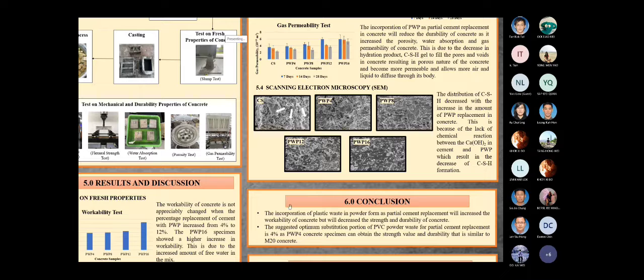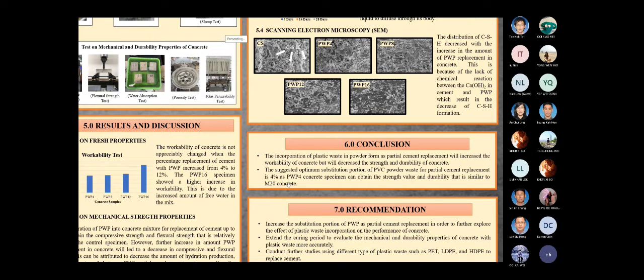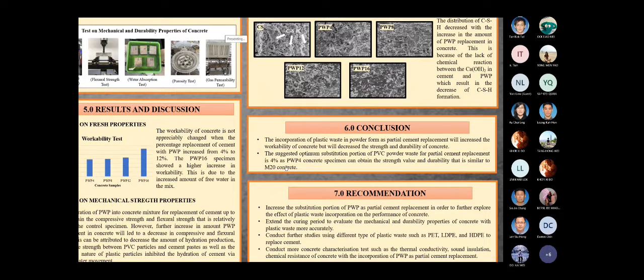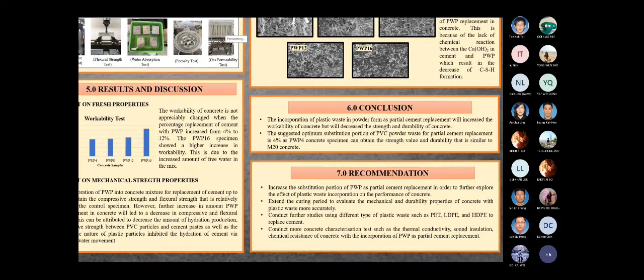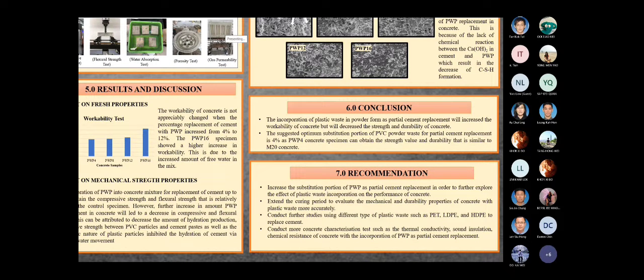And the conclusion for this research is the incorporation of plastic waste powder as partial cement replacement will increase the workability of concrete, but will decrease the strength and durability of concrete. The suggested optimal substitution proportion of PVC waste powder for partial cement replacement is 4%, as the PWP concrete specimen can obtain the strength value and durability that is similar to the M20 concrete. And the recommendations for future research are as follows.